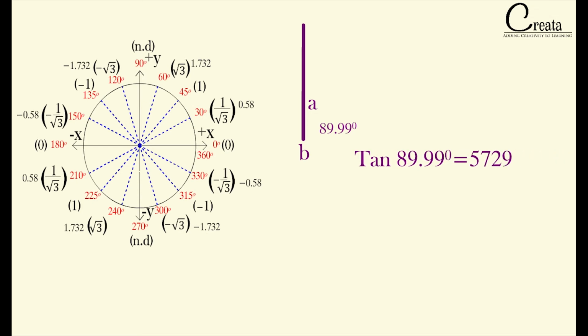Say 89.99, it is 5729. See what a huge value. Further increasing the decimal points, 89.999, it is 57,295. Use your calculator. As we try to move toward 90 degree, the tan value is exponentially rising to very high value. Keep on increasing the angle in points, it will keep on increasing to infinity and it will not end. You will not get a point where you can say that the value is not further increasing.